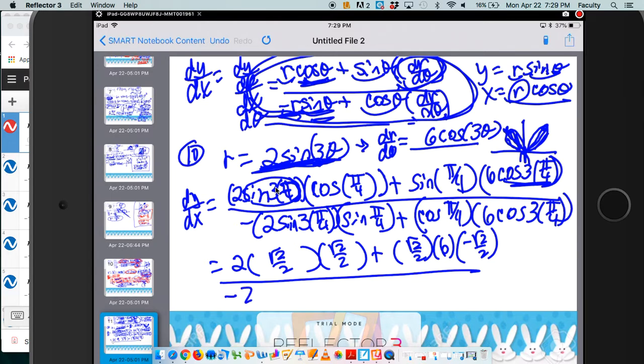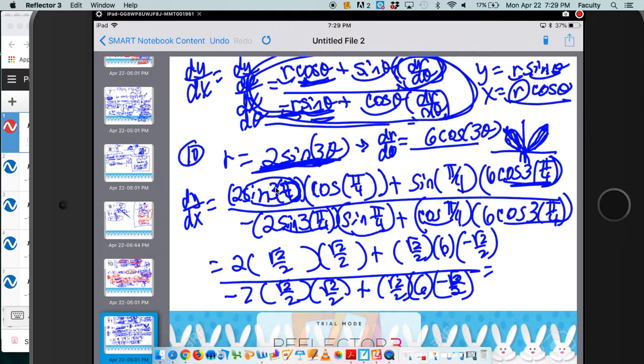On the bottom I get negative 2. The sine of 3 pi over 4 is root 2 over 2. Cosine of pi over 4 is root 2 over 2. 6. And the cosine of 3 pi over 4 is negative root 2 over 2 in the second quadrant. Alright, these cancel, and I get 2 over 2, which is 1. The square root of 2 times the square root of 2 is 2. And it looks like I get negative 3 there.